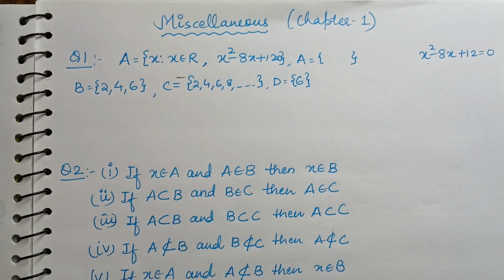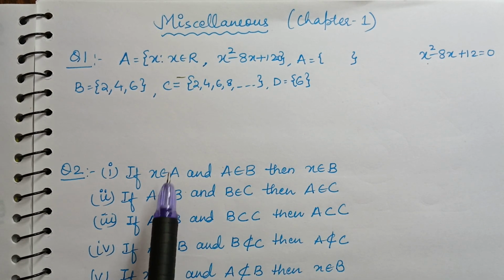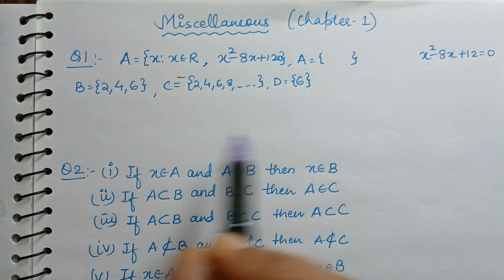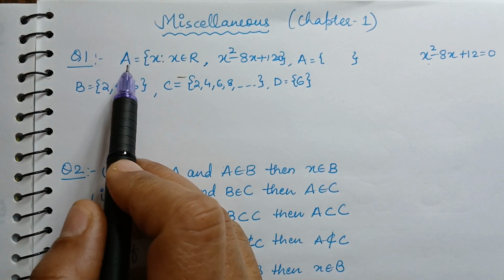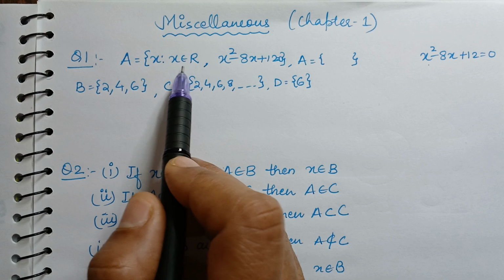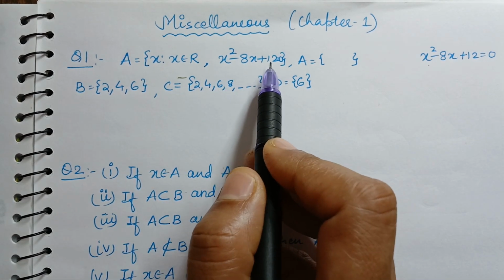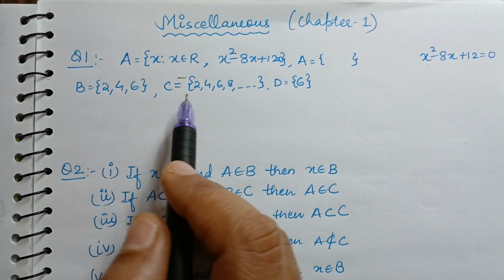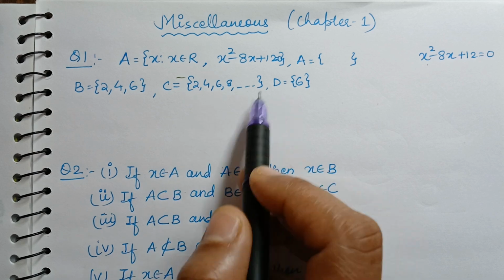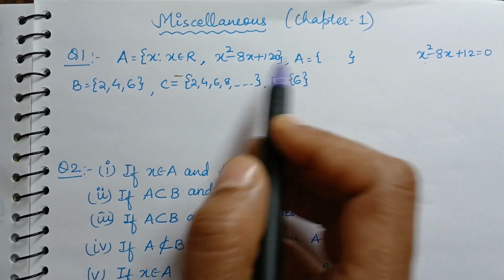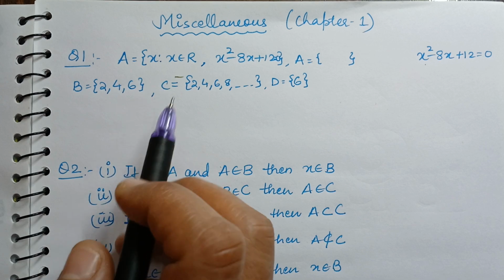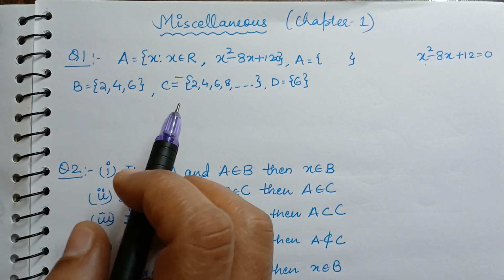Let us discuss miscellaneous of chapter 1. Question 1. A, B, C and D, 4 sets are given. A is x such that x belongs to R, x square minus 8x plus 12 is equal to 0. And B, C and D are already given in roster form. So we have to tell that among these sets, which sets are subsets of one another.